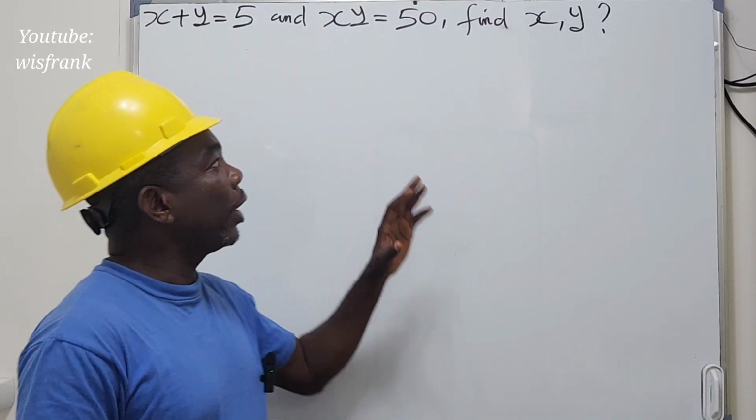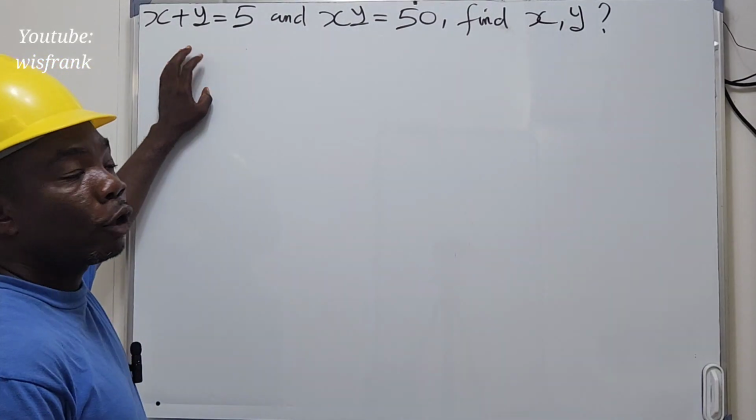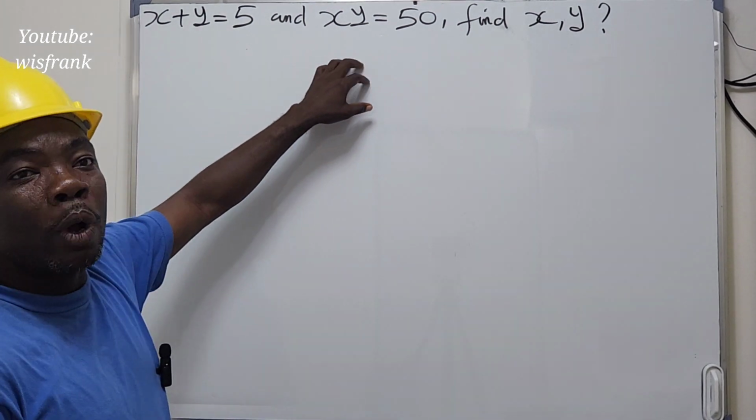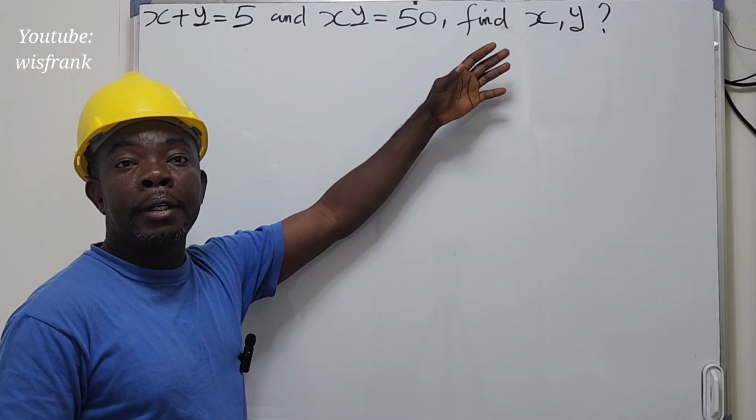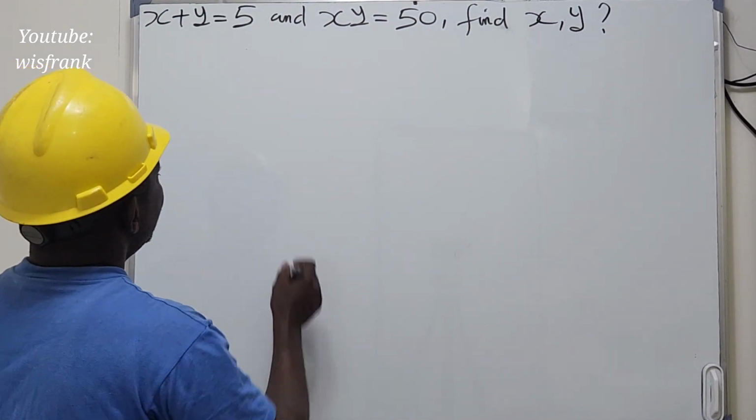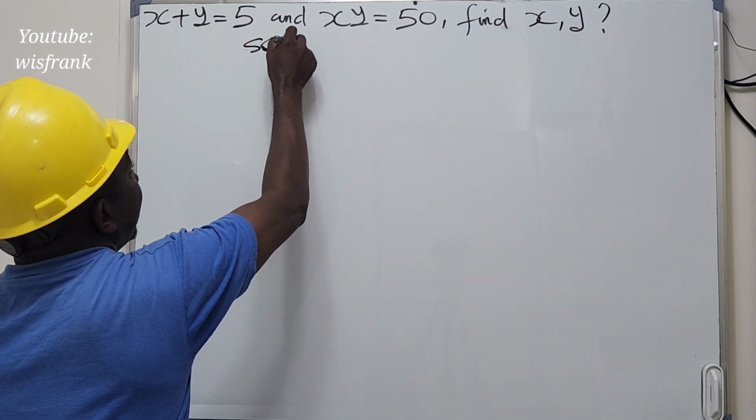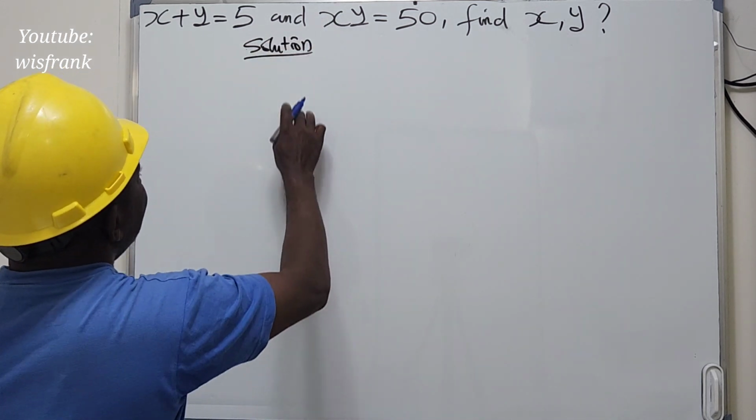For today, we are looking at this question and it says x plus y equals 5 and xy equals 50. Then find x and y. So we are going to find the value of x and y from the given equations. So we have a solution.